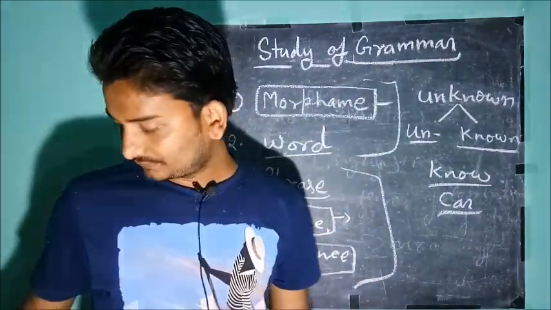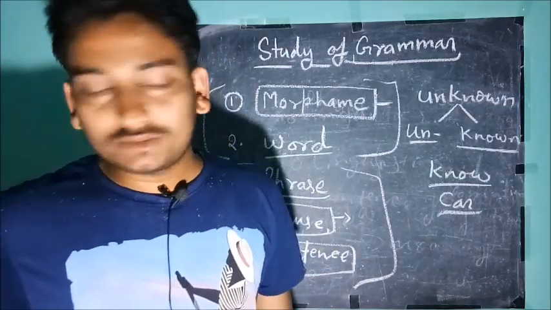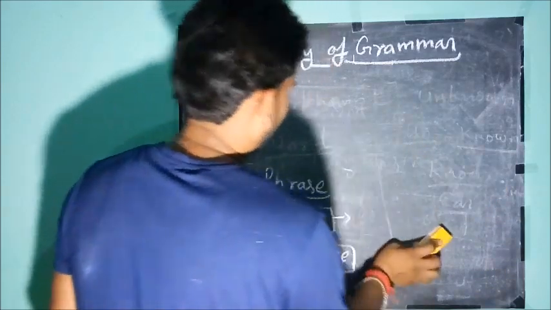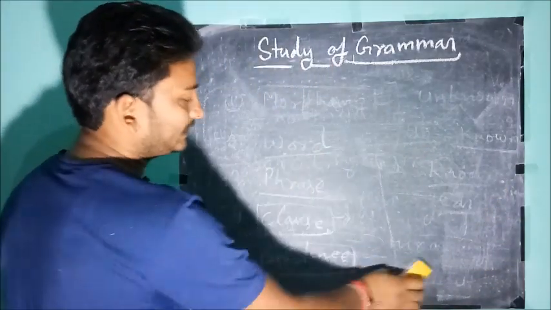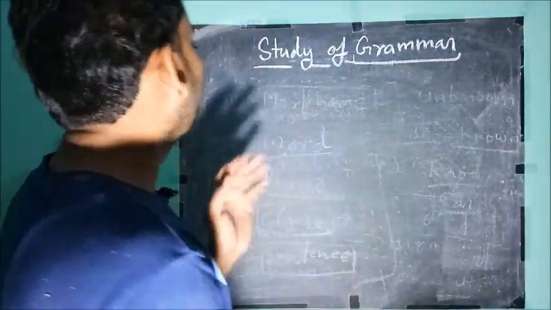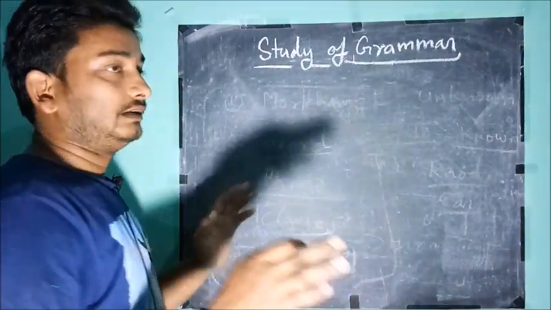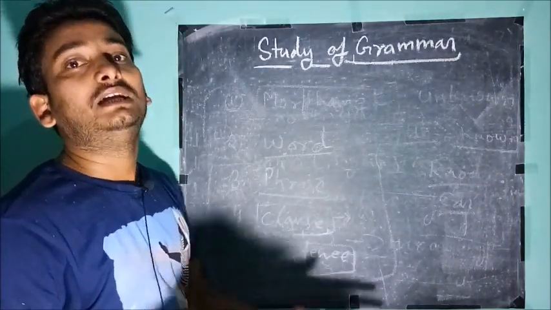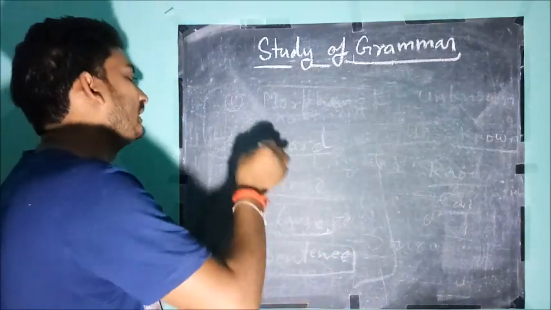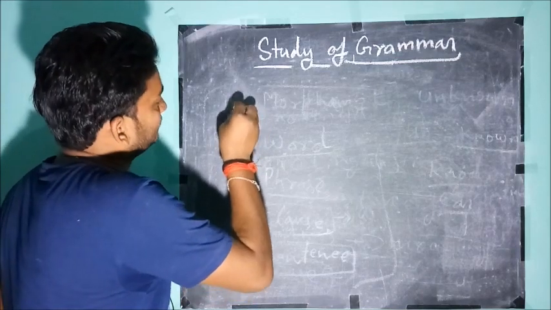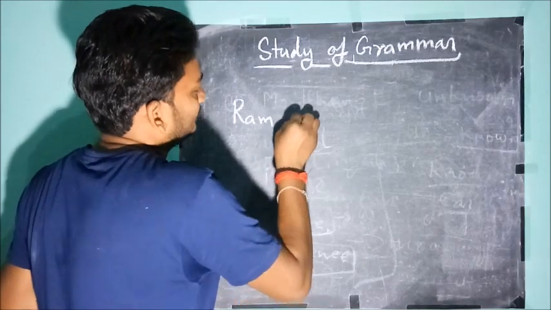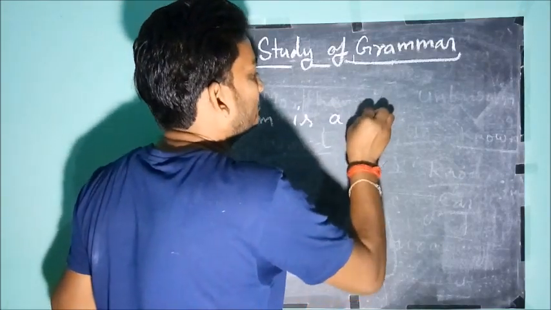We will clear it. And the next thing which we are going to discuss is categories of words. What are the categories of words? Guys, before discussing these categories, I will give you a sentence and make you understand with that example. Here I am writing a sentence, that is, Ram is a good boy.